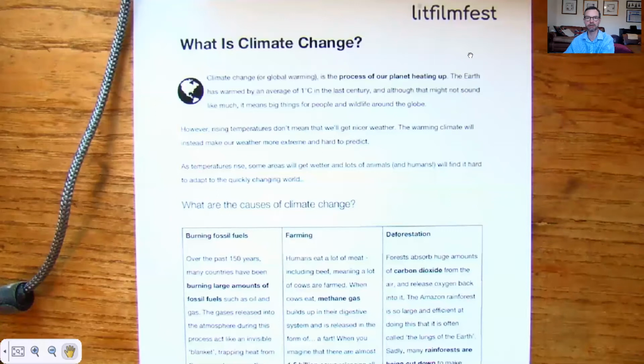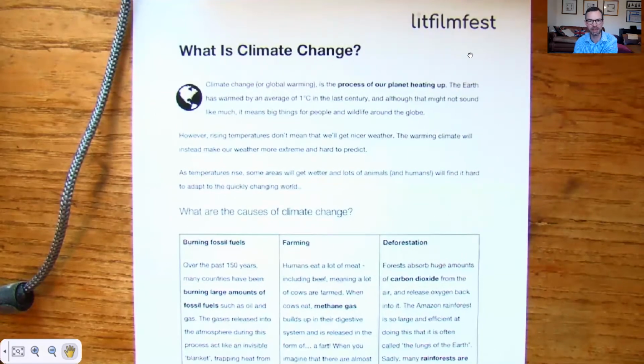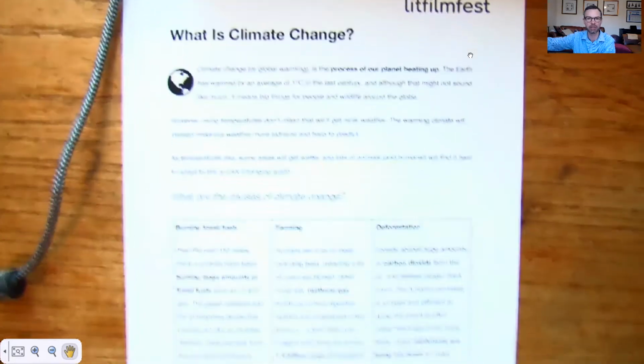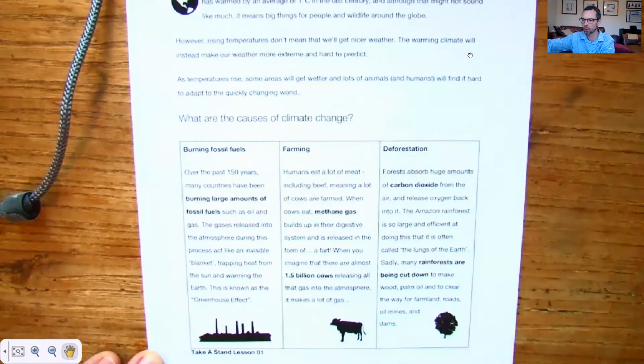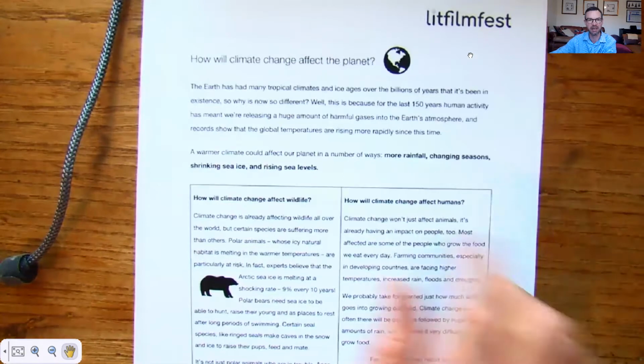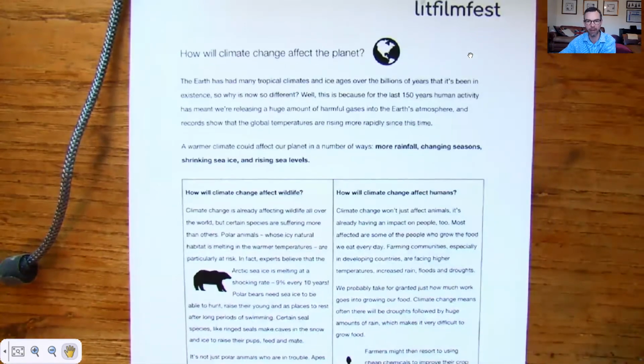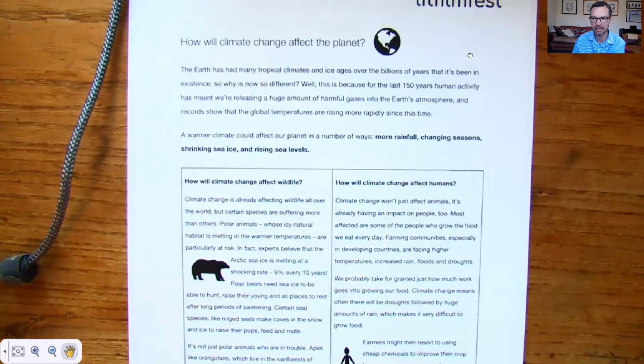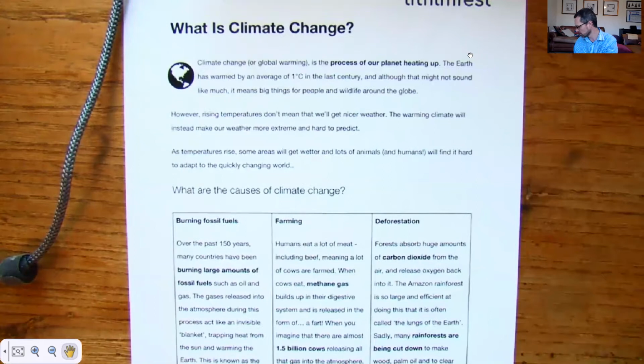So we're going to delve a little bit deeper into what climate change actually is today and do our background research for our letter. So let's have a look at what we're going to be using today. There are two sheets that we're going to be using to get our information. The first one is about what is climate change, and it goes through some of the causes. The second sheet is how will climate change affect the planet, and some of the things that climate change is changing. So that's where we're going to get our information from today.